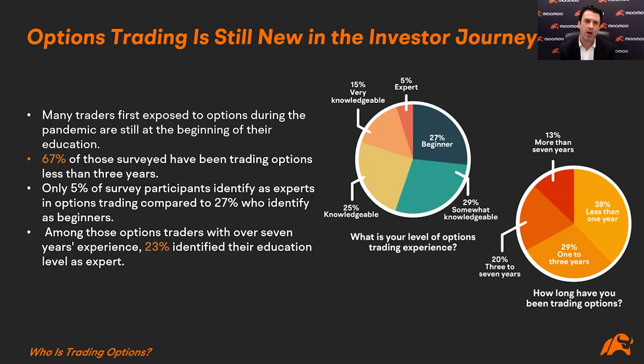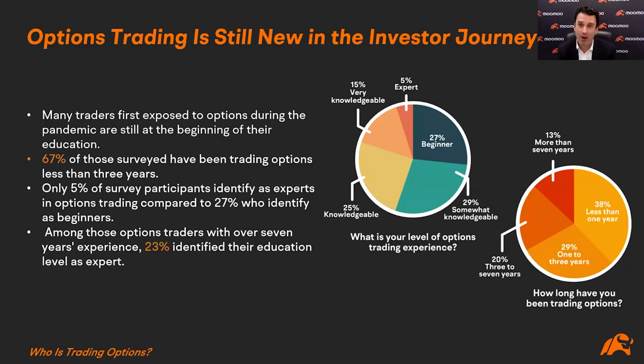It takes a while, and you can see a lot of people fall in that beginner and somewhat knowledgeable category, and that's why we are here. That's why Cboe is here to help all of our users gain that knowledge, to take you from that beginner level through knowledgeable, through very knowledgeable, and ultimately we're hoping you get to that expert level at some point. And among the options traders with 7 years experience or more, we do see 23% identifying their educational level as expert. And it just goes to show you that you can get there.